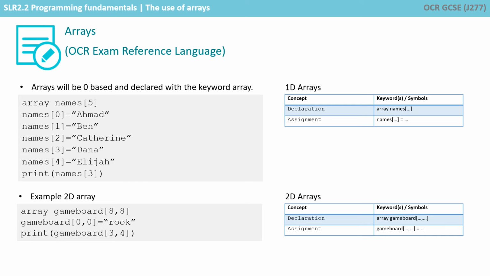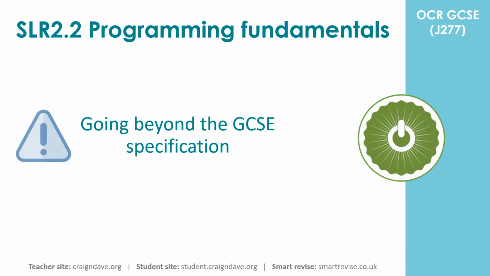We can then print out a particular element by calling the name of the array, in this case names, and the index supplied in square brackets. You can see the syntax for a 2D array is exactly the same, apart from now we need a comma inside the square brackets because we need to provide 2 indexes. Now that's where the specification stops, because in the exam you only need to know about one-dimensional and two-dimensional arrays.